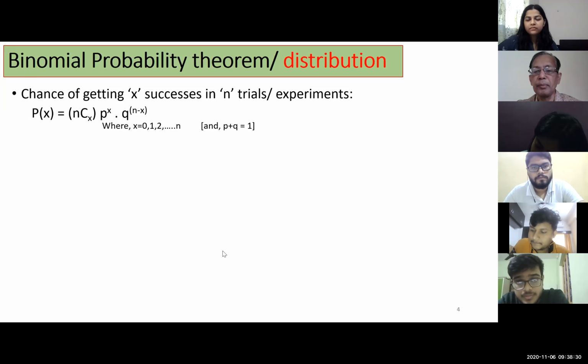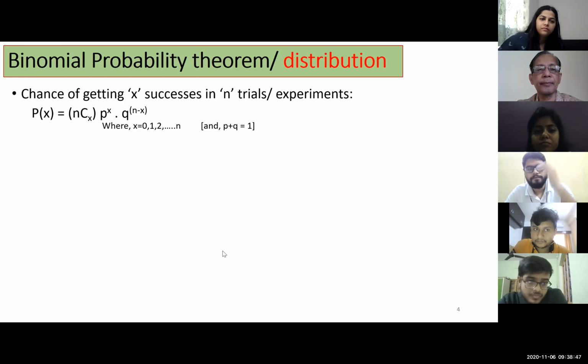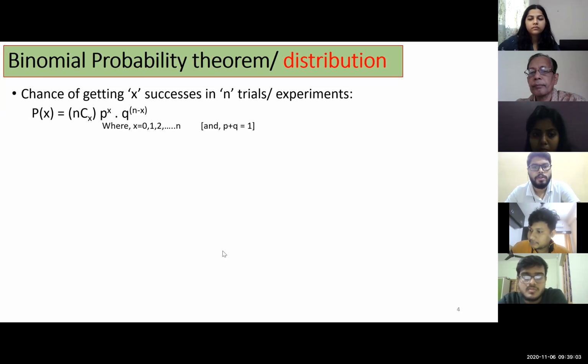If you are considering n number of trials in an experiment, and if we wanted to find the probability of getting exactly X successes, then that formula was given by probability of X equals nCx p to the power x q to the power n minus x, where p is success probability, q was failure probability. p plus q equals 1. What are the values of X, Supratik? So X value can be 0 to n. 0, 1, 2, 3. I think it can also be 1.5, 2.5.